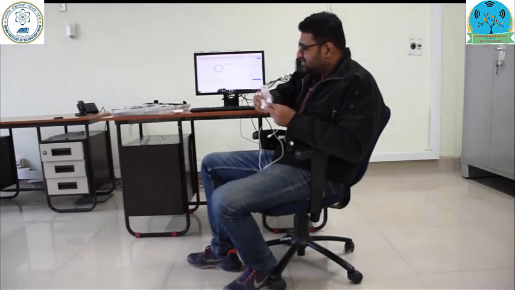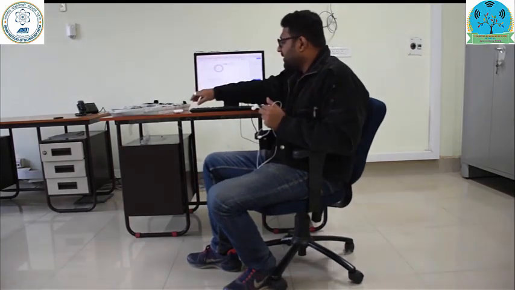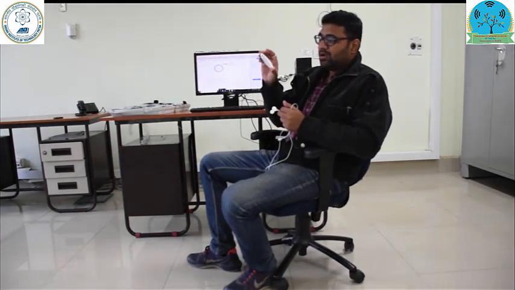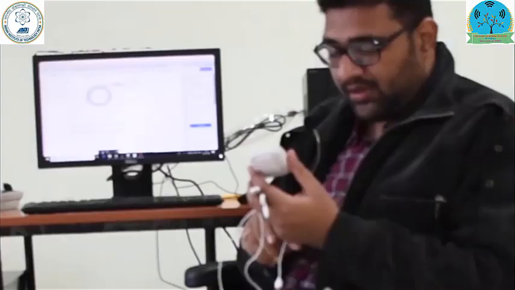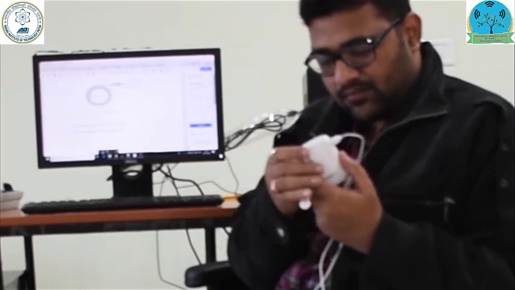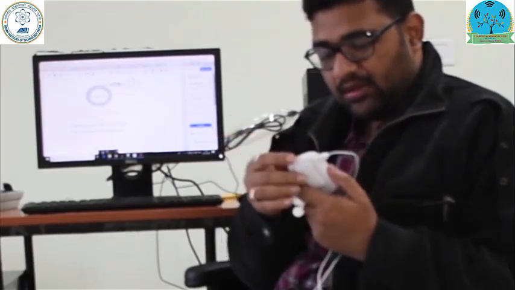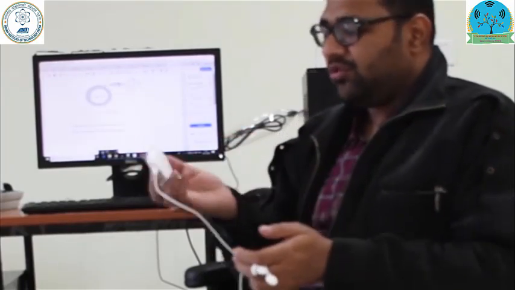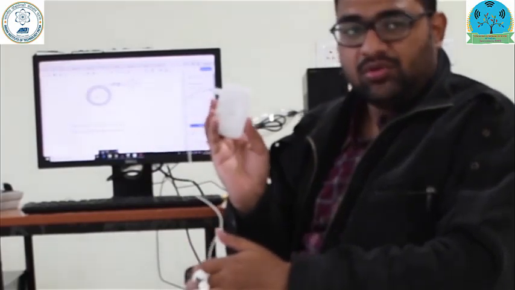Then we have to connect this ECG node to the microcontroller of the biosignal flux. For example, if I connect this ECG node to channel 1 of the biosignal flux kit like this, then I have to turn on this Bluetooth device.